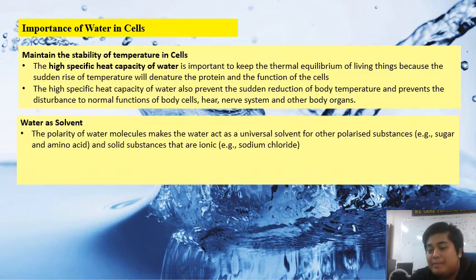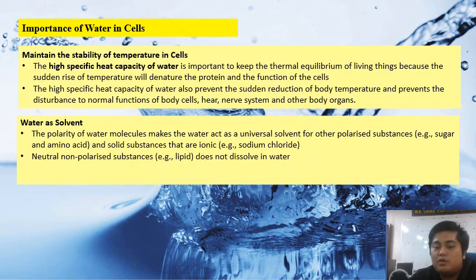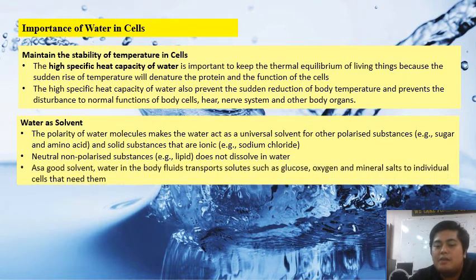Water, air sebagai pelarut. So the polarity of the water molecules makes the water acts as a universal solvent for other polarized substances such as sugar and amino acid and solid substances that are ionic. Contoh macam sodium chloride. Sodium chloride ni apa? Garam. So neutral non-polarized substances macam lipid pula, dia tak akan larut dalam air.